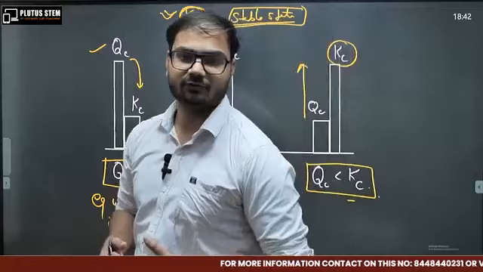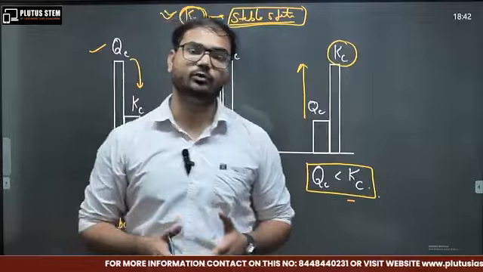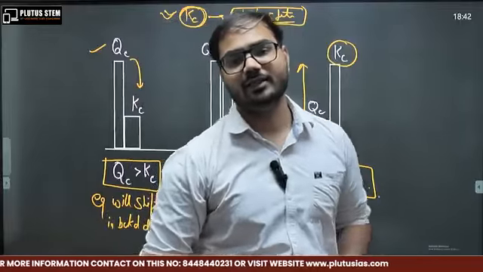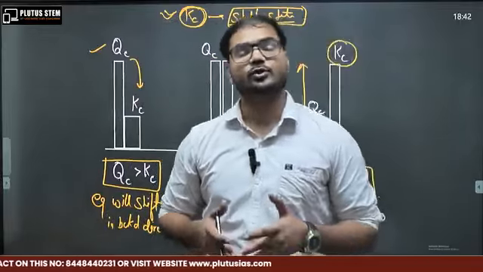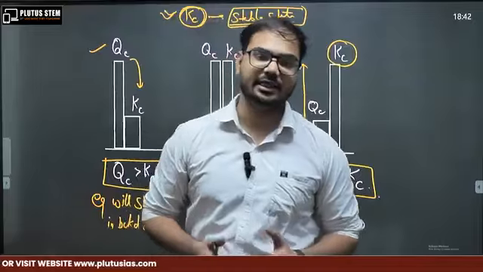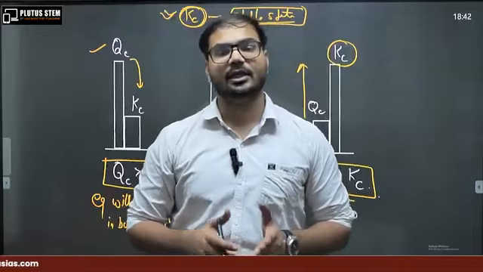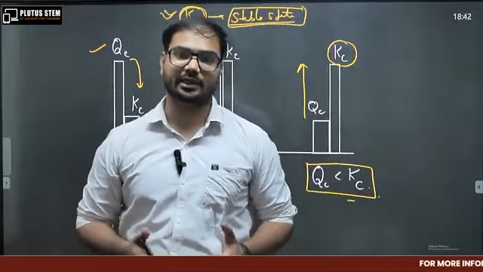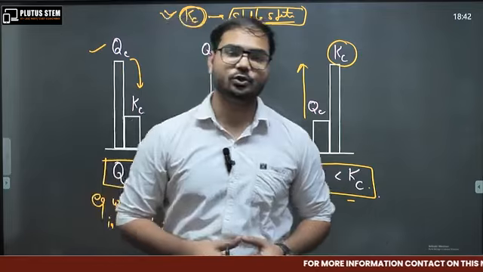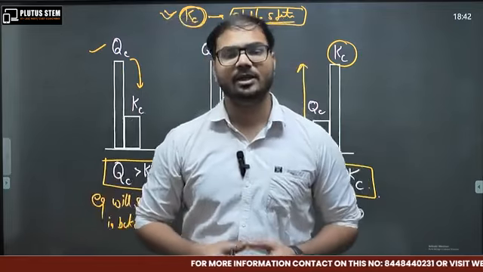So that's how you can use QC values and relate them with the equilibrium constant to predict the direction of the reaction, whether the equilibrium will move in the forward direction or in the backward direction. I hope this has cleared your doubts regarding equilibrium constant Kc and the reaction quotient QC, how they are related and how they can be used to predict the direction of a reaction by simply looking at their values.